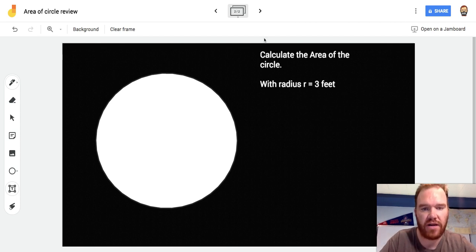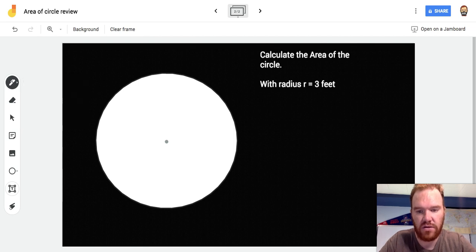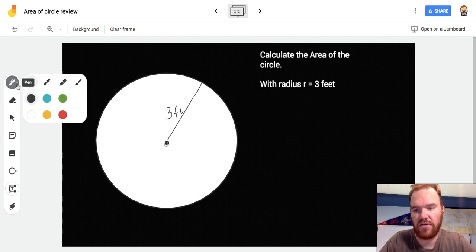All right. So now let's calculate the area of a circle with a radius of 3 feet. Well, I don't have my radius labeled here, so I'm going to draw it out. I'm going to say that this is my center, this is my line, and I've got a 3-foot radius.